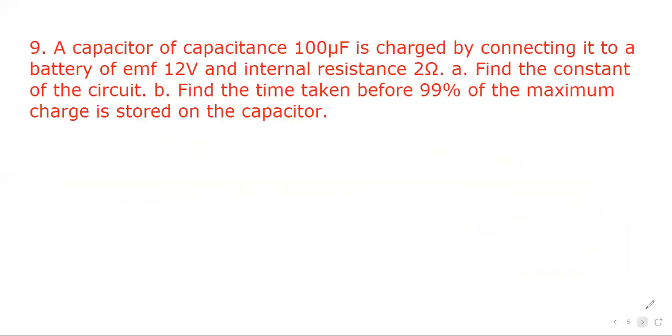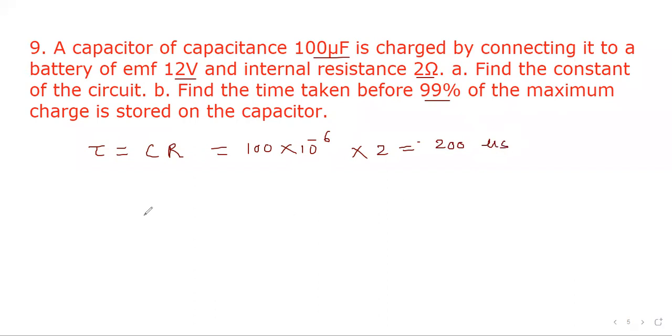Now, next question, question number 9. Here, a capacitor of capacitance 100 microfarad is charged by connecting it to a battery of 12 volt and internal resistance 2 ohm. Part A, find the time constant of the circuit. Part B, find the time taken before 99% of the maximum charge is stored on the capacitor. So, time constant tau equals C times R. We put the values. C is given as 100 into 10 power minus 6, into resistance 2. So that would be 200 microsecond.